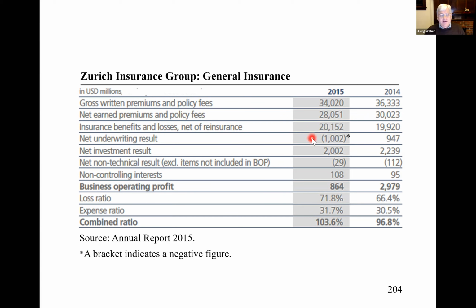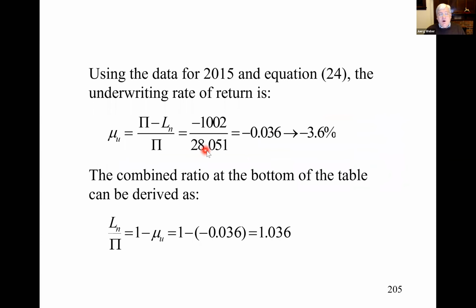So we have here a negative, we have here a loss from the underwriting business. Now the premium income, the total premium income, including the safety loading, is $28 billion. That goes here into the denominator. And so you get here now an underwriting rate of return of minus 3.6%.